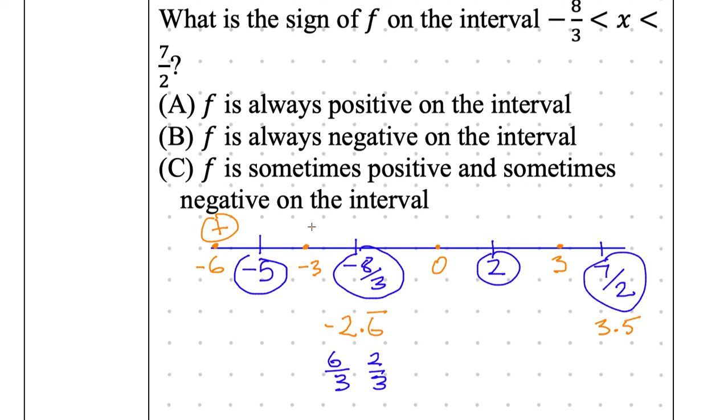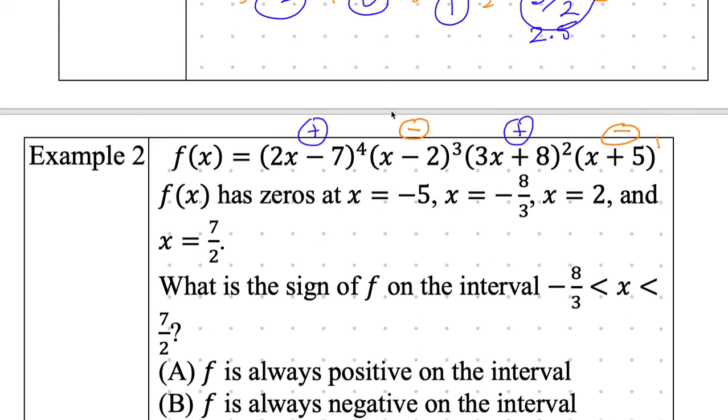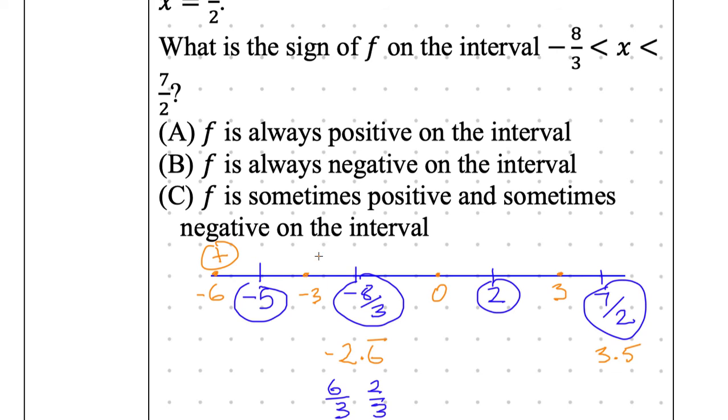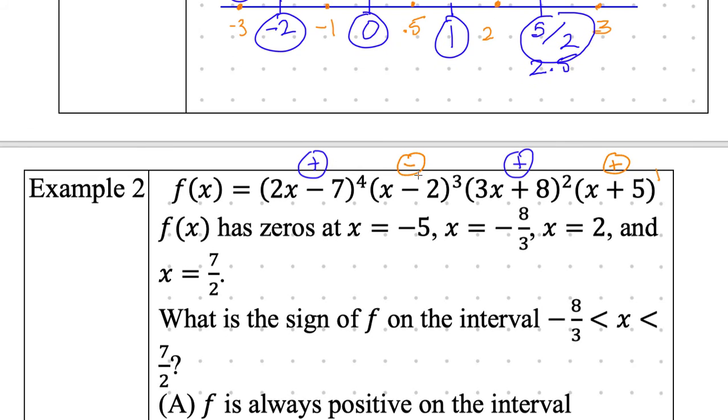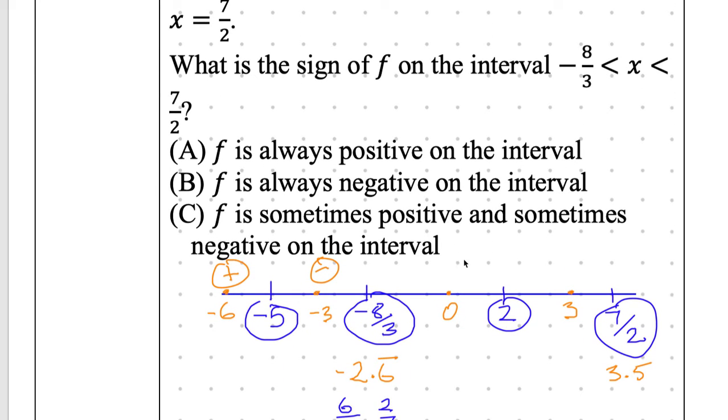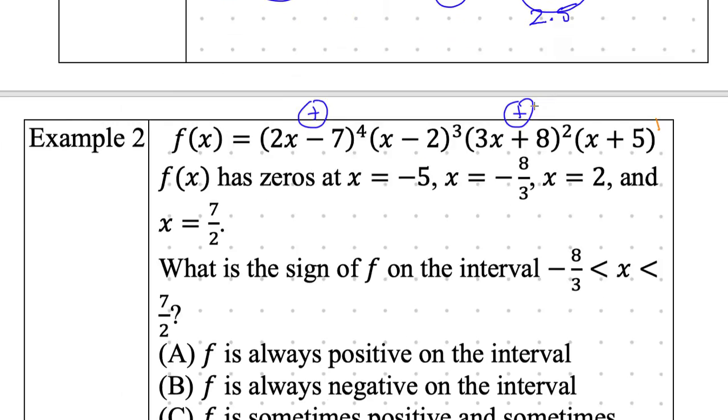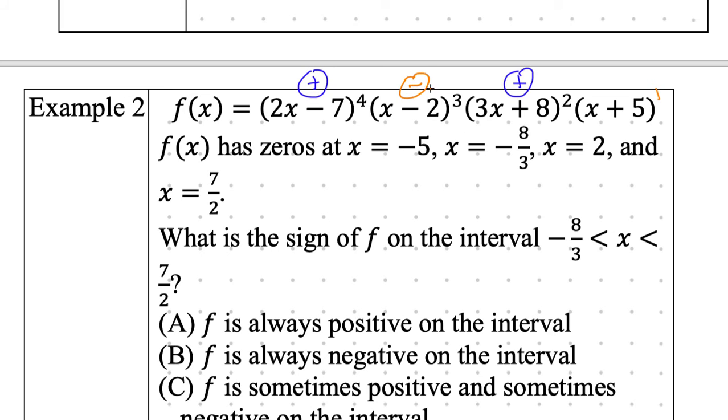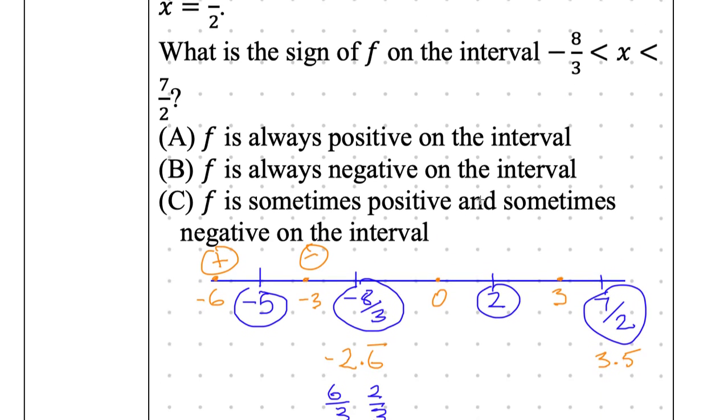When I plug in -3, -3 minus 2 is a negative. -3 plus 5 is a positive. A negative times a positive is a negative. Next we have 0. Let's plug in 0. Plugging in 0 to x minus 2 is a negative. 0 plus 5 is a positive. A negative times a positive is a negative.